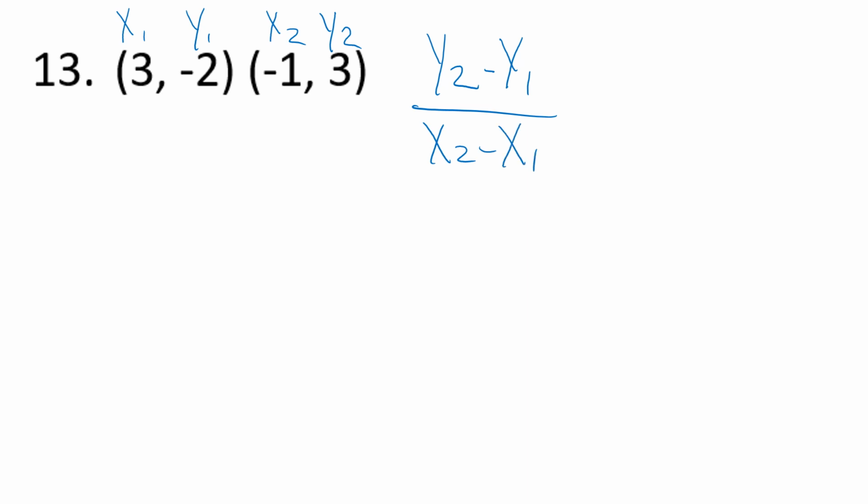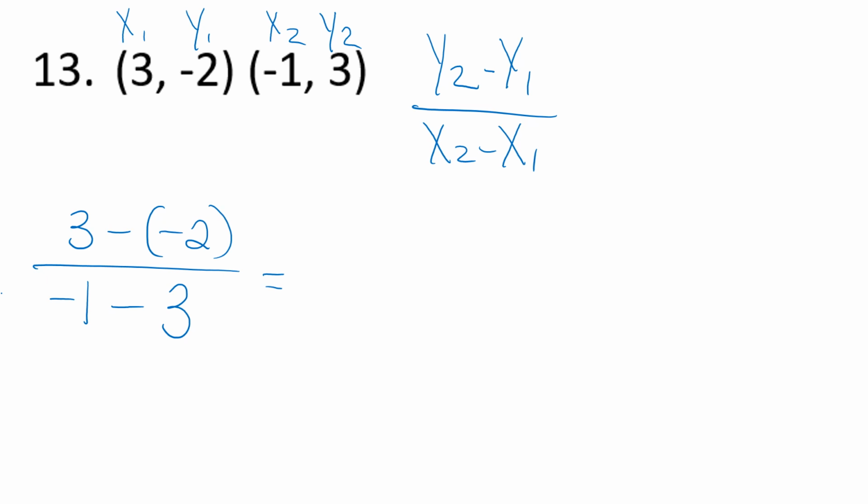Number 13, I'm going to start by labeling my ordered pairs, X1, Y1, since it's the first ordered pair, X2, Y2, since it's the second ordered pair. My slope equation is Y2 minus Y1 over X2 minus X1. My Y2 is 3 minus my Y1, which is negative 2. My X2 is negative 1 minus my X1, which is positive 3.